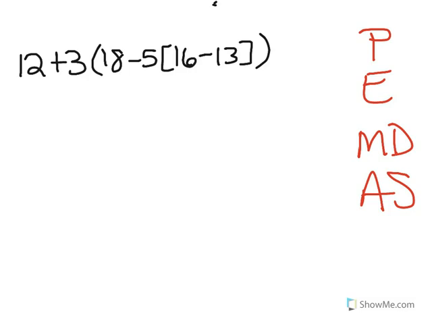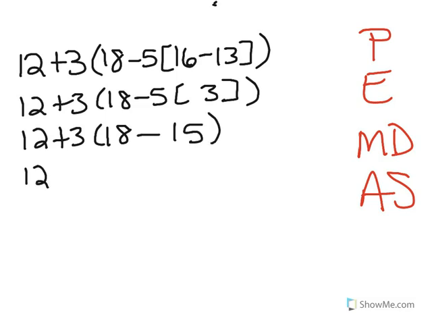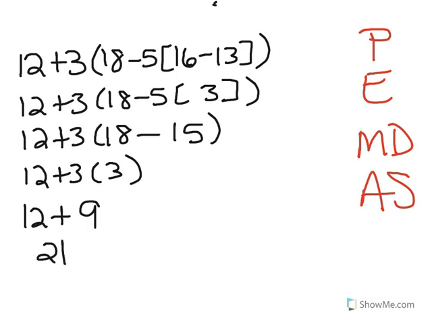Here's yet another example of nesting. This time 16 minus 13 has to be done first. 16 minus 13 is 3. Now inside the parentheses we have subtraction and multiplication. Multiplication has to be done first. 5 times 3 is 15. Now 18 minus 15 has to be done first. That's 3. Now we have addition and multiplication. Multiplication first. 3 times 3 is 9. And 12 plus 9 is 21.